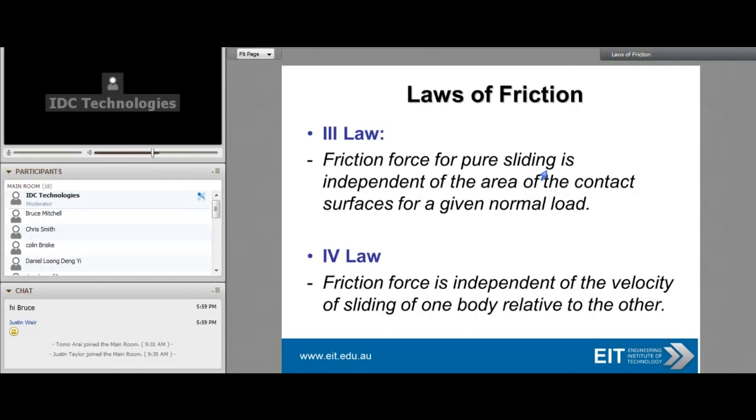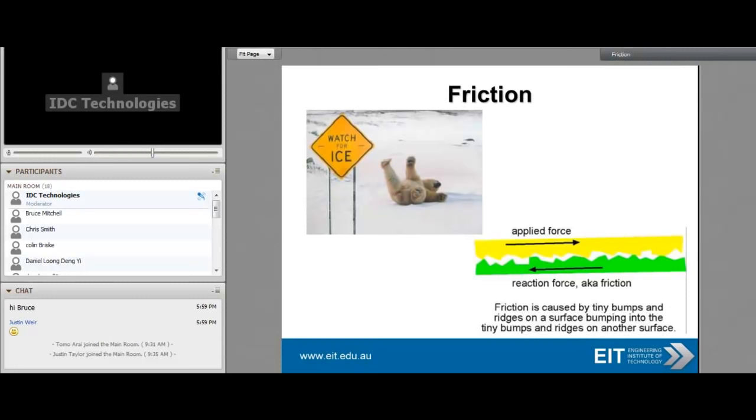And the third law says the friction force for pure sliding is independent of the area of contact of the surfaces. And then the fourth law is that the friction force is independent of the velocity of the sliding of one body relative to the other. And here's a couple of examples.